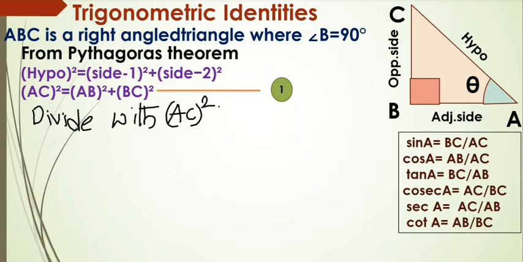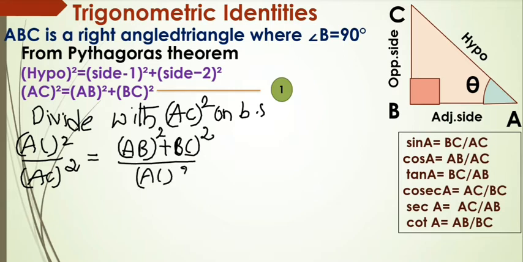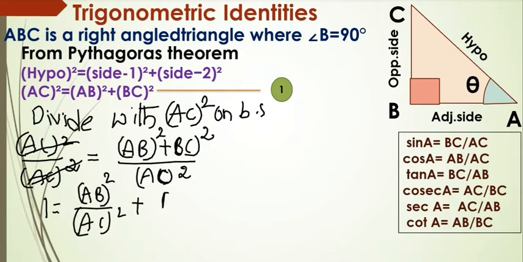So, divide with AC square on both sides. Then on the left side we get AC square by AC square, which is equal to AB square plus BC square by AC square. Observe on the left side AC square will get cancelled. We get 1. 1 is equal to this AC square, we can separate to both values. That is, we can write this as AB square by AC square plus BC square by AC square.